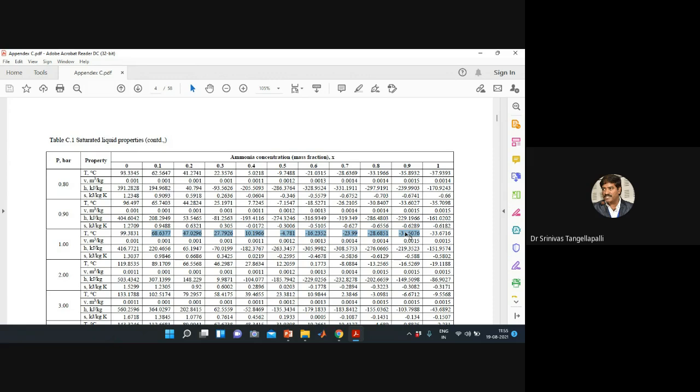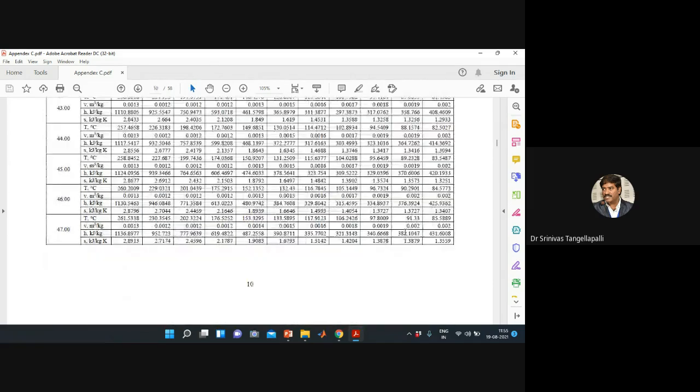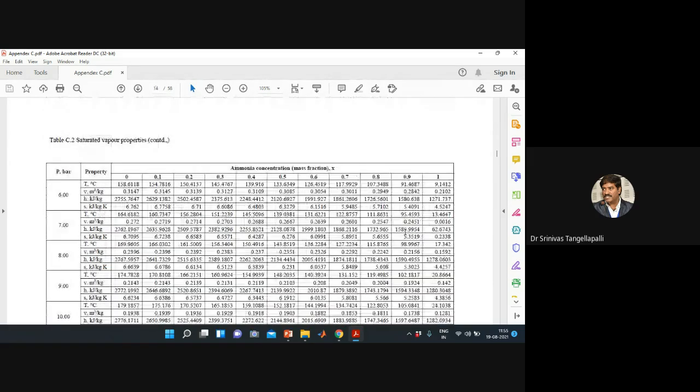Okay, now you are clear about these saturated liquid properties with reference to the change in concentration and change in pressure. Okay, coming to the next one, saturated vapor. Okay, 1 minute, it's going.